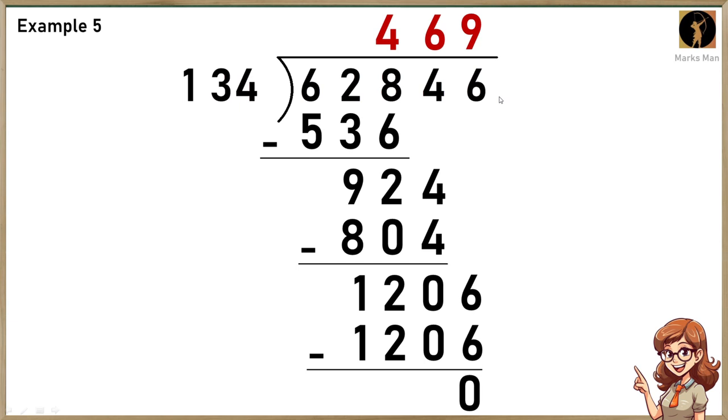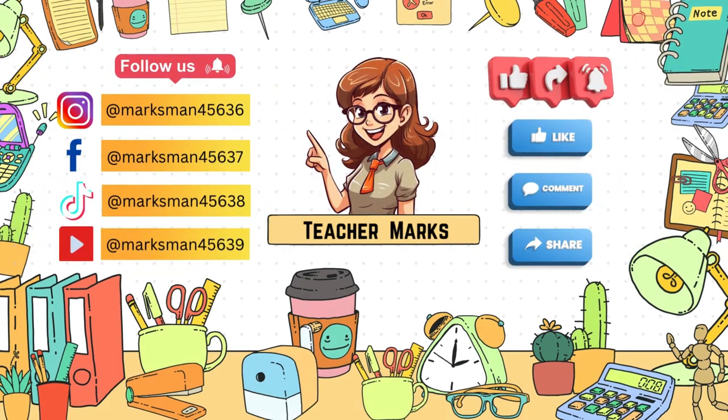Since you end up with 0 and you don't have another number from your dividend to bring down, the final answer or the quotient is 469. Therefore, 62,846 divided by 134 is equal to 469. I hope that's clear.